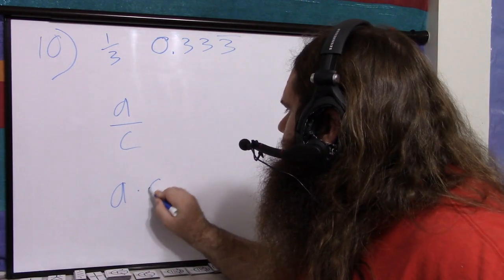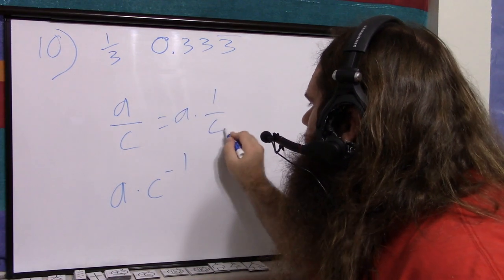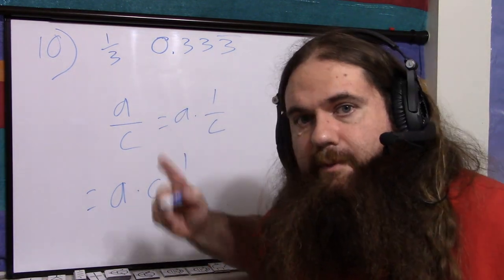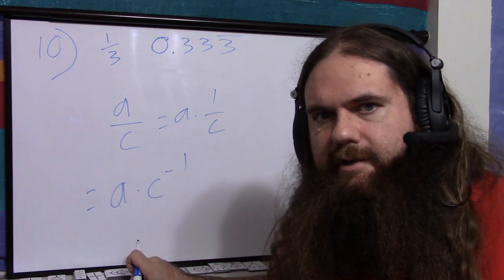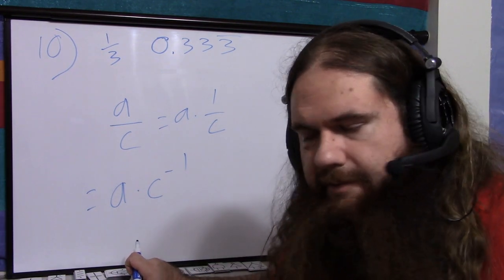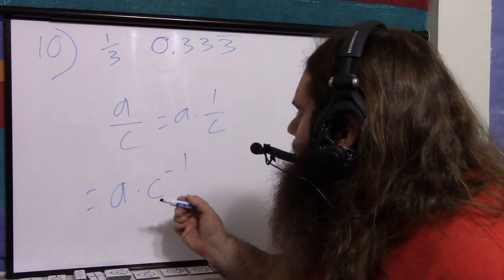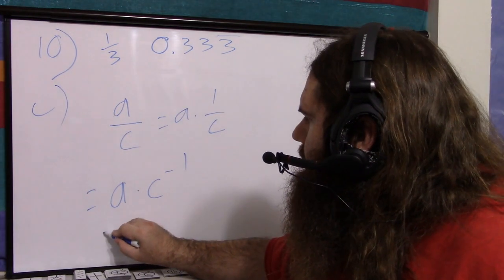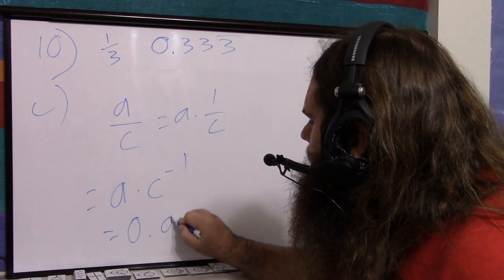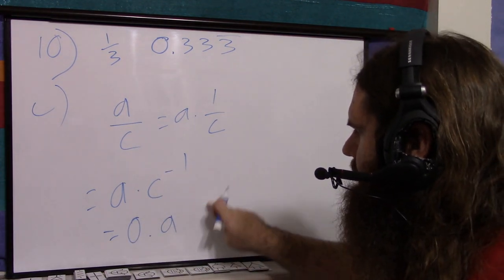A times C to the negative 1 is the same thing, because this is A times 1 over C equals A times C to the negative 1. That's what we just did. If you have A as any integer, and C as any integer that's not 0, because you don't divide by 0, you can always have base C. If we operate in base C over here, that's what this is. This right here is 0 point A, whatever A is, right? Because then we get A times C to the negative 1.